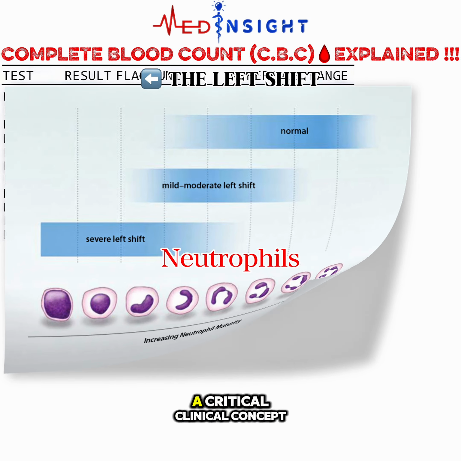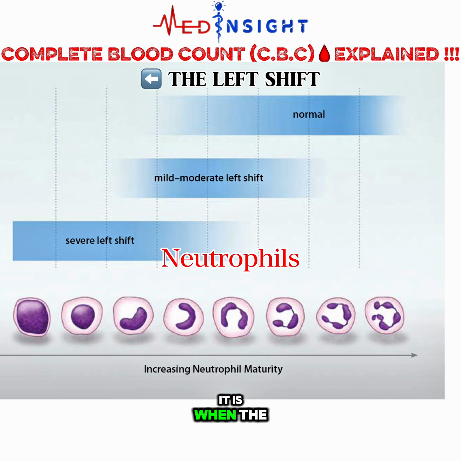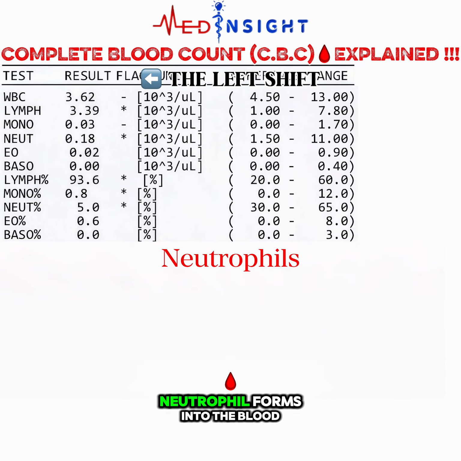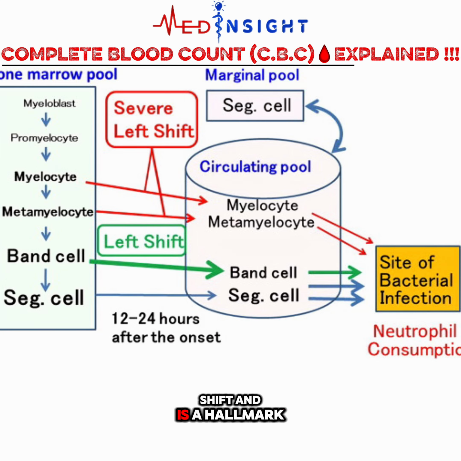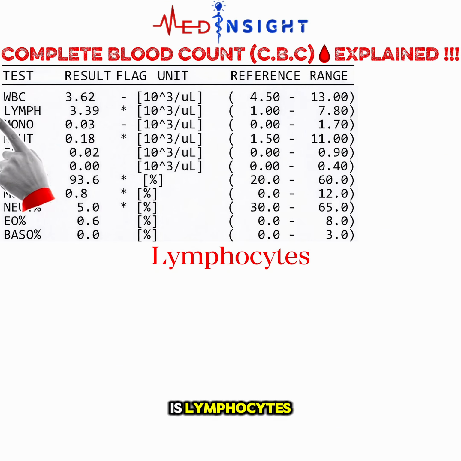The left shift is a critical clinical concept. It is when the bone marrow releases immature neutrophil forms into the blood in response to high demand. Seeing these young cells on the differential is termed a left shift and is a hallmark of acute intense inflammation or infection. The next on the list is lymphocytes.